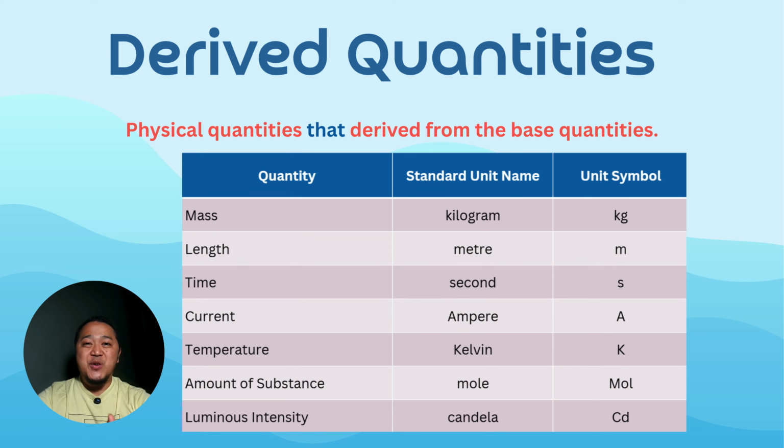Okay, now we look at derived quantities. They are made from base quantities. For example, speed is derived from distance and time. Its unit is meter per second. And force is measured in Newton. Pressure in Pascal, frequency in Hertz, electric charge in Coulomb, electric potential difference in volts.